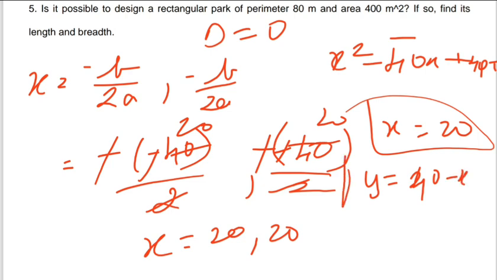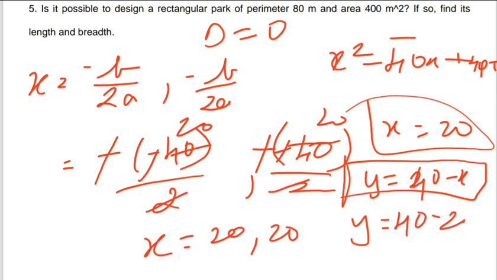We got y is equal to 40 minus x in the previous slide. With x as 20, 40 minus 20 gives y as 20. So both length and breadth are the same: length is 20 meters and breadth is 20 meters. That's all, we have completed the quadratic equations chapter. Tomorrow we'll be seeing the fifth chapter, arithmetic progression. Bye bye, take care.